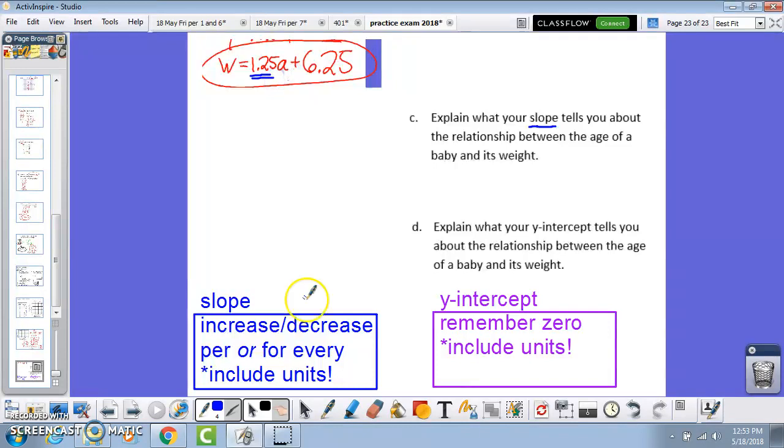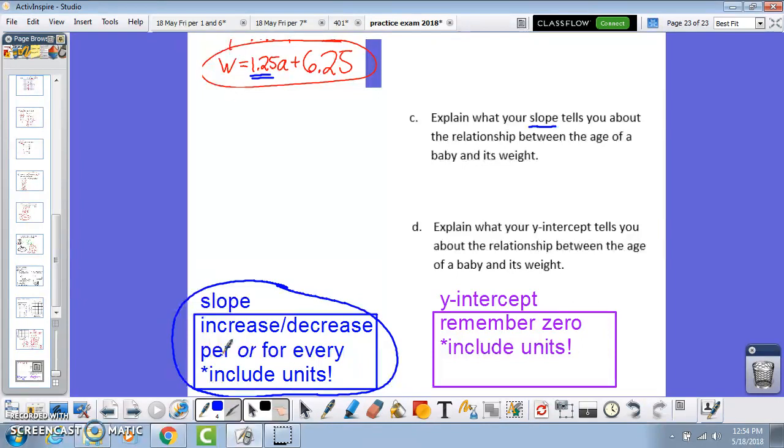Now there's a couple things about your slope when you want to describe what the slope means in the context. A couple things you want to include. The word increase or decrease, because the slope's talking about how fast something's increasing or decreasing by. The word per or for every, and then you also want to make sure you include units. So I'm going to go ahead and start writing about this, and I'm going to make my answer a little bit better as I go.